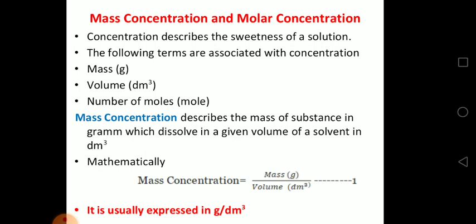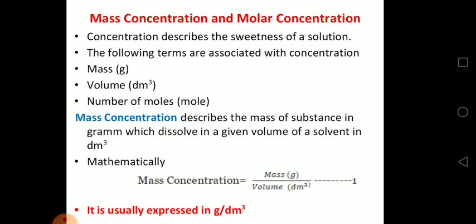We have the mass, which is usually in grams. We also have the volume and the number of moles. These three terms are so important when you are describing the concentration of a solution. I'll repeat: the mass in gram, the volume, and the number of moles. Now we are going to look at the relationship between these three quantities in our definition of mass concentration.